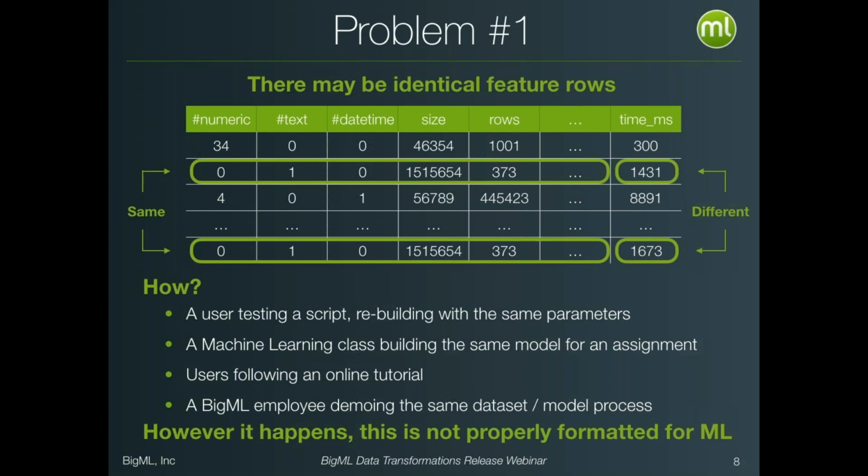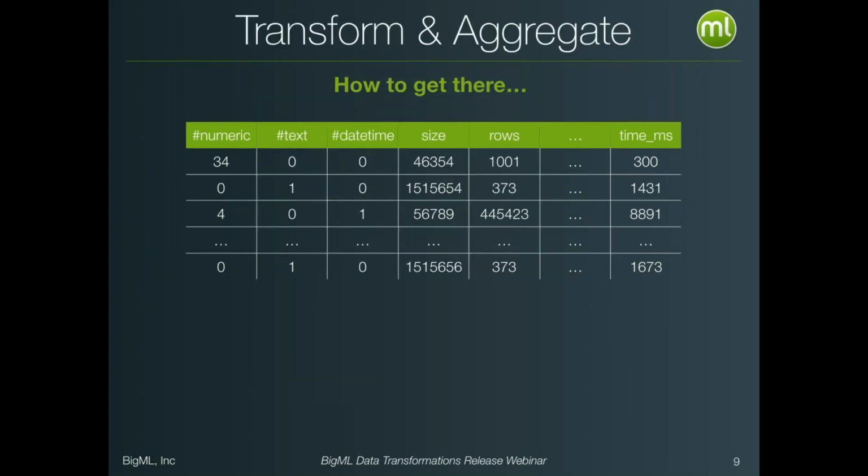To be properly formatted, each row needs to be a single example that the model is going to learn from. And in this case, we could have tens or hundreds or even thousands of rows that are all exactly the same, with different outcomes in the prediction. How are we going to fix it?